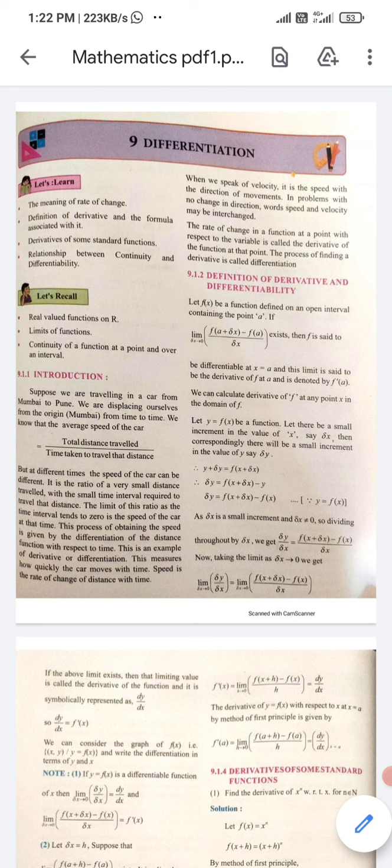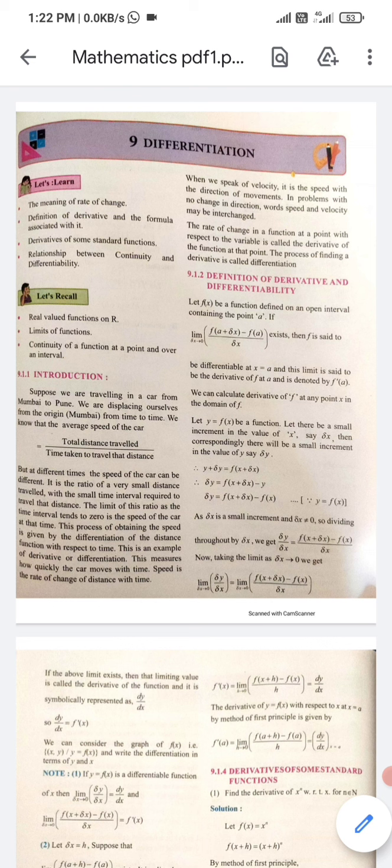Now the last example: find the derivative of a raised to x with respect to x. Let f(x) be a raised to x and f(x+h) equal a raised to x+h. From the definition, f'(x) = limit h tends to 0 of [f(x+h) - f(x)] / h. So f'(x) is equal to limit h tends to 0 of [a^(x+h) - a^x] / h.